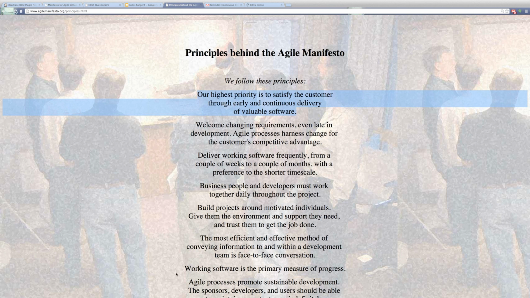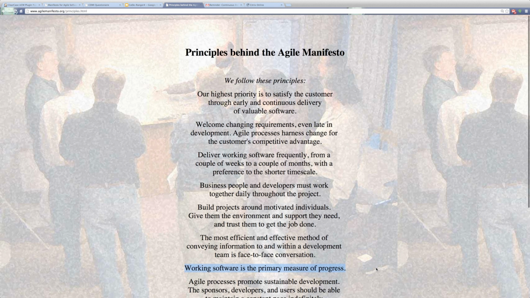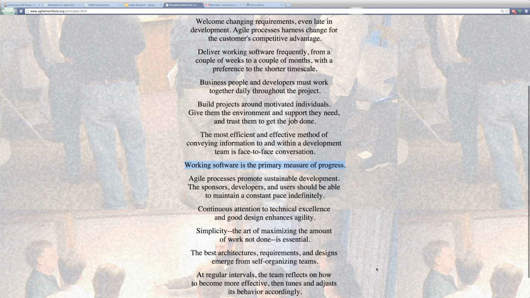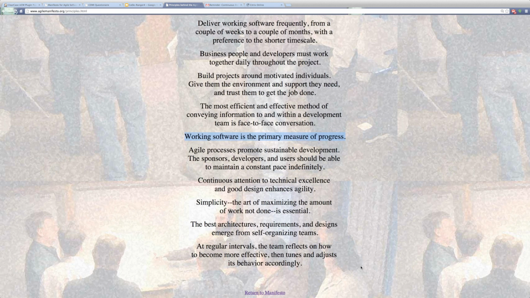If you look at principle number 7 down here, this is what we want. We want working software to be the primary measure of progress. So we're done if we got software that is running, and if we haven't got that, then we're not done yet. So this is what we look at. The primary measure of progress is running software.